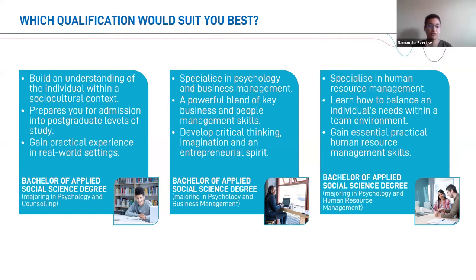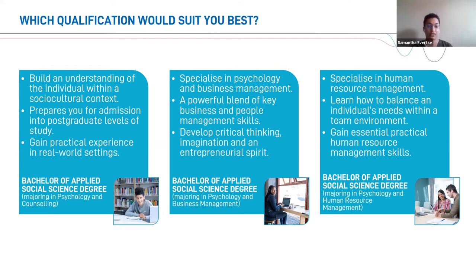So if you look at the Bachelor of Applied Social Science in Psychology and Counseling, students will develop critical thinking skills and understand psychology, mental health, and human behavior in a social context. You'll also receive 200 practical hours, which you will complete at the end of your course. And you will be able to pursue honors in psychology, the social sciences, or any related field. Graduates will also be qualified to counsel under supervision after they've completed this degree. It's offered full-time 3 years and part-time 5 years.